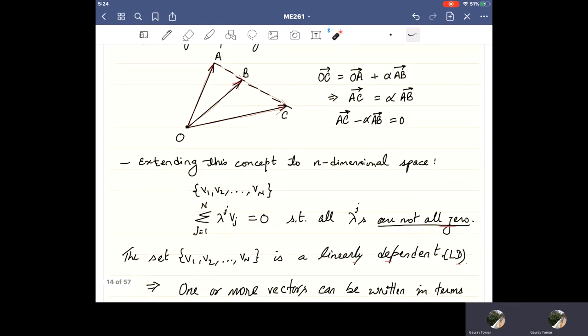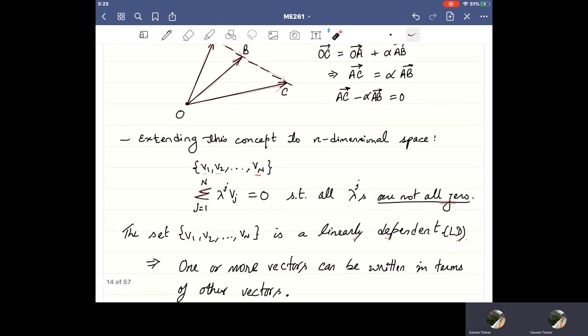Now, if we extend this same concept to n-dimensional spaces, let's say we have a collection of vectors v1, v2 till vn. So you have n vectors for an n-dimensional space, and let's say we try to form a linear combination of them. We say that the linear combination, summation lambda j vj, is equal to 0. If you can write this equation for a given set of vectors using lambda j's that are not all 0, some of them can be 0 but not all of them, that brings us to the concept of linear dependence.